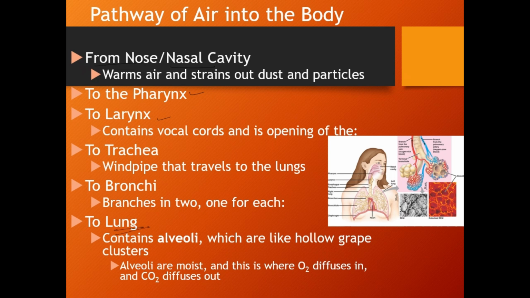Now the lungs contain alveoli, which are grape-like structures, and these alveoli are moist. Oxygen is diffused in from the air and carbon dioxide is diffused out.